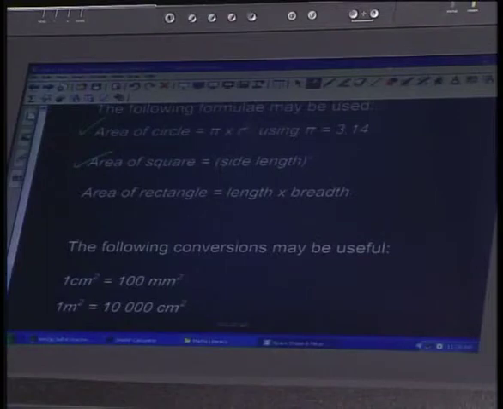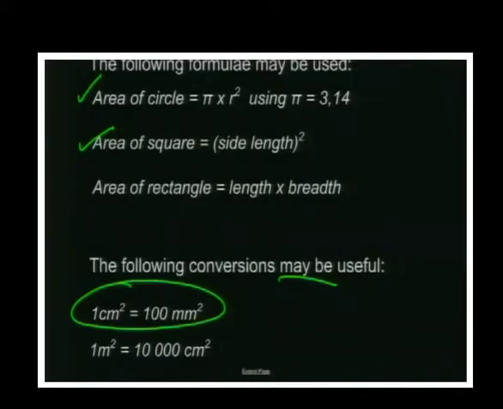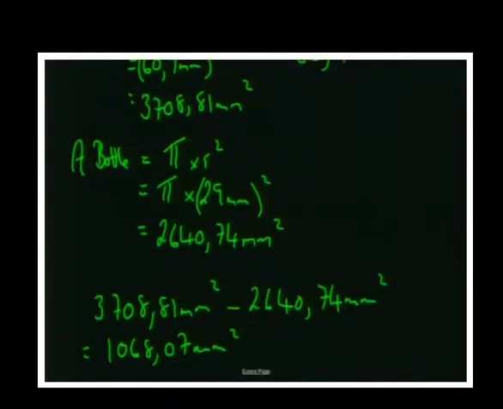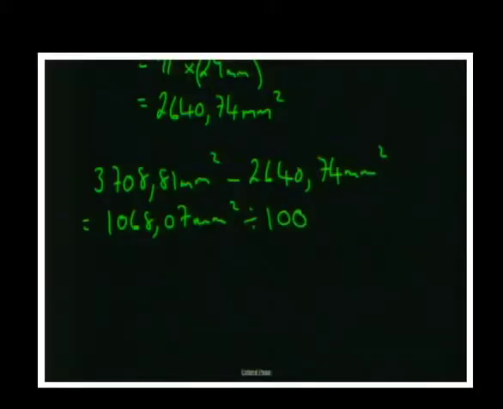Let's go right back to the very first question when they gave us all that information. Look over here. The following conversions may be used. I always smile when I read that "may be used" because I know the examiner's actually saying, "Oi, it must be used, so use it." And this is what we're using over here. 1 centimeter squared is equal to 100 millimeters squared. So let's look at my answer, 1,068.07 millimeters squared. To change it to centimeters squared, we're going to divide it by 100.